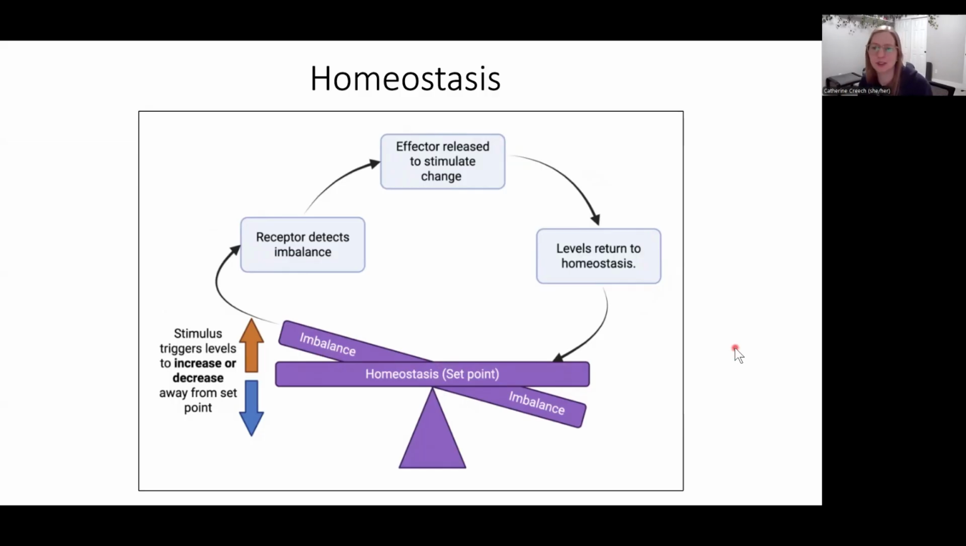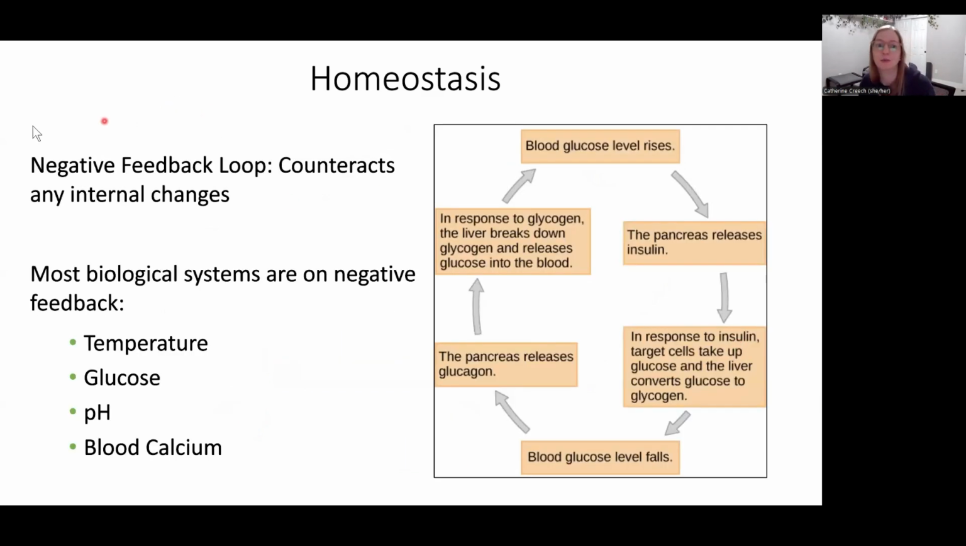What are some examples? Well, we have two types of homeostatic loops, which are the way that we regulate homeostasis. First one is a negative feedback loop. This is going to counteract the change. So if I get too hot, it's going to cool me down. If I get too cool, it's going to heat me up. Those are negative feedback loops because you're counteracting. That's where the negative comes from.